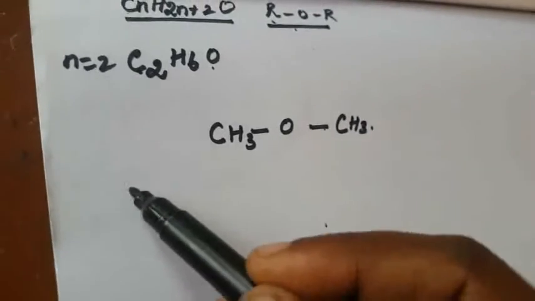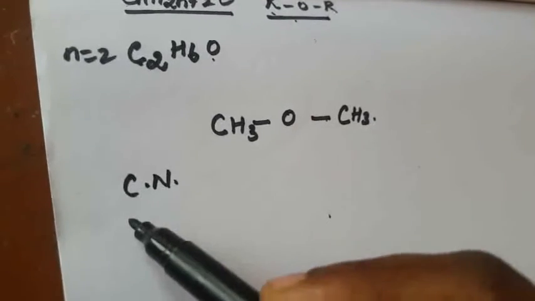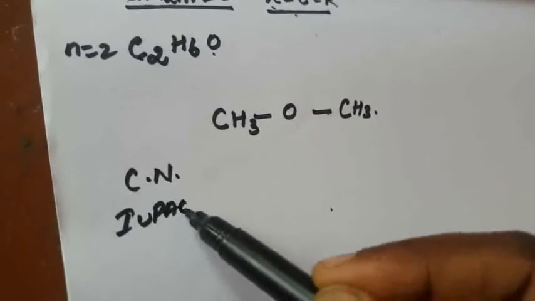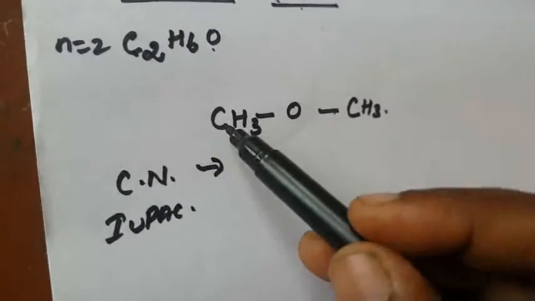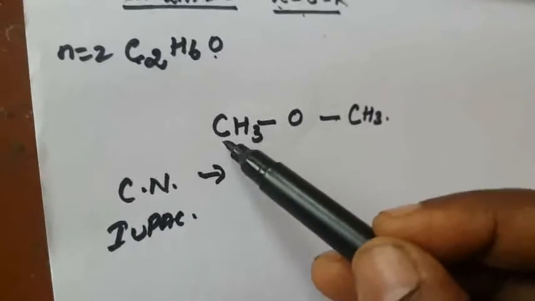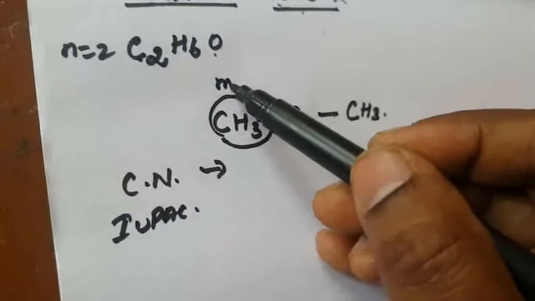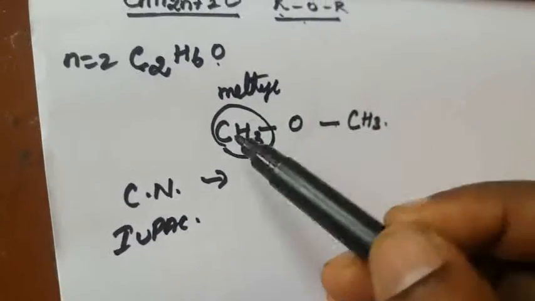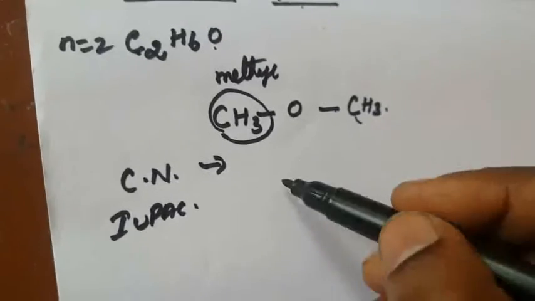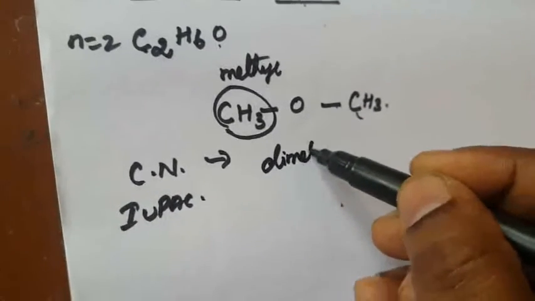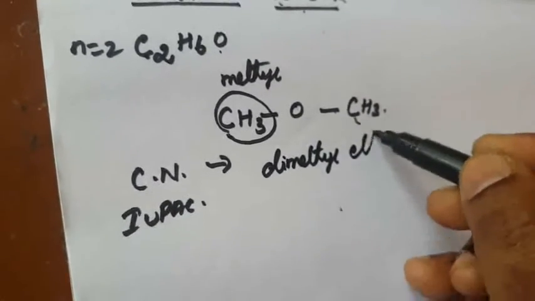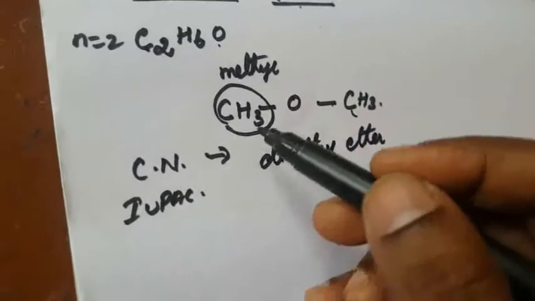There are 2 names, the common name and the IUPAC name. What is the common name? This is called methyl, and here also methyl. So the common name is dimethyl ether.